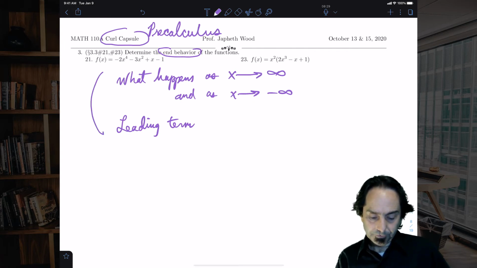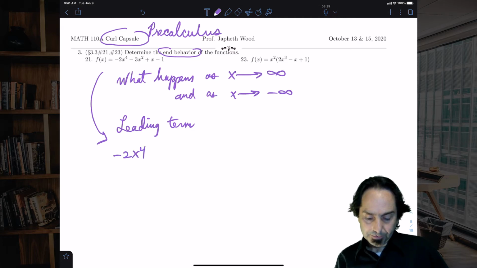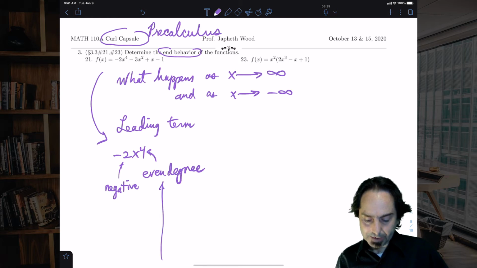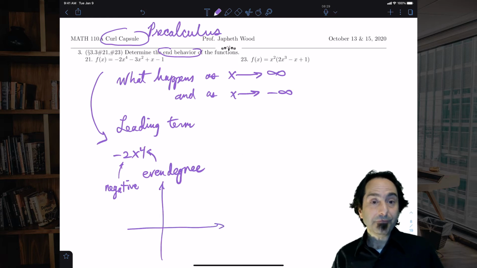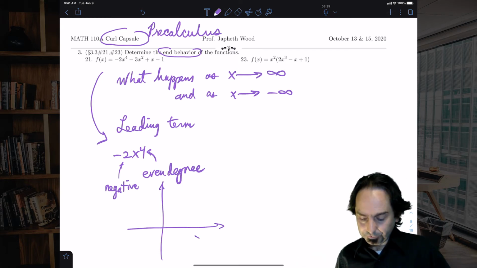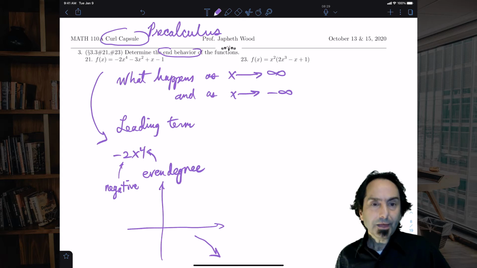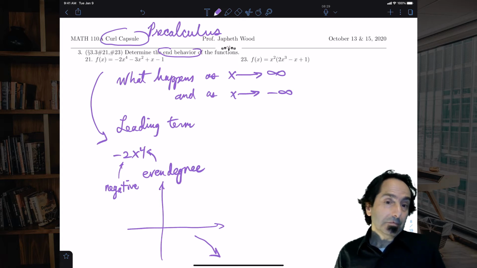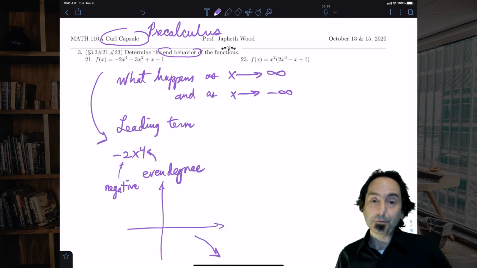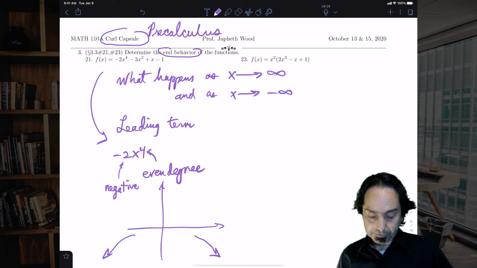So here, for this first one, the leading term is negative 2x to the fourth, and the 4 is an even degree, and the leading coefficient is negative. So we can immediately see what's going to happen. Imagine x is a very, very big number. x to the fourth is going to be huge, but then we're multiplying by negative 2, so it's going to go down. And if x is a big negative number, x to the fourth is still huge and positive, but multiplied by negative 2, we also get negative infinity.